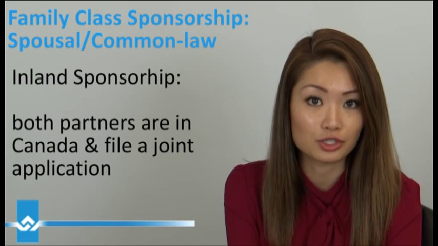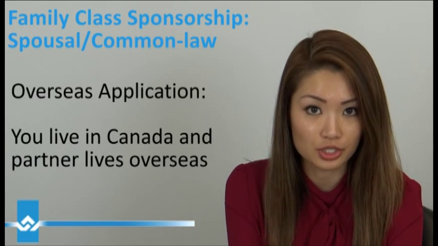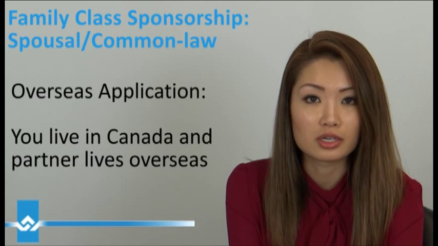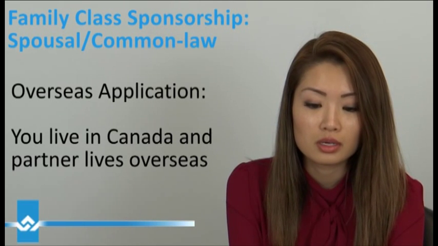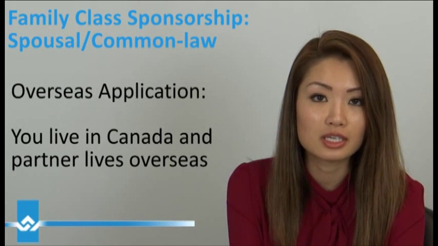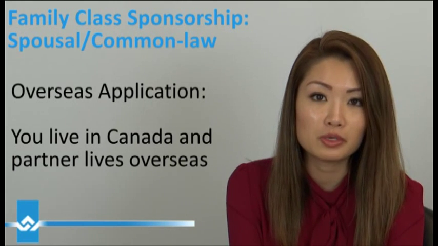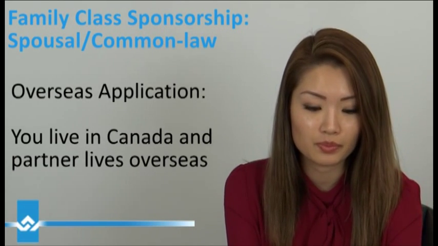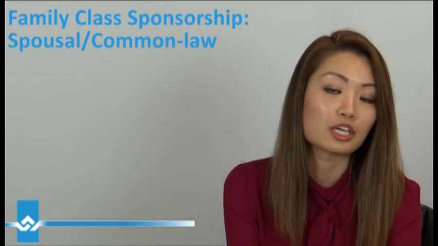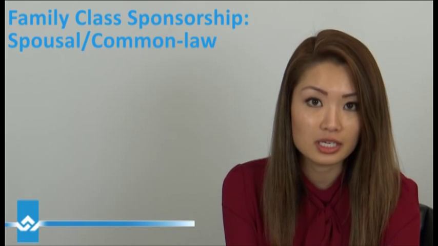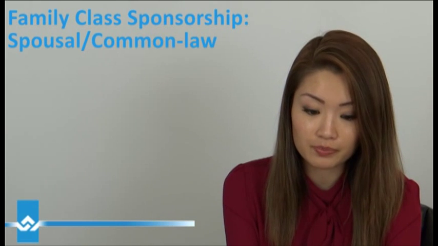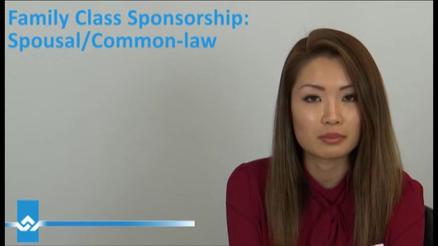The next application that you would want to apply for is an overseas application. This is where you are living in Canada but your partner or common law partner is overseas. These types of applications are processed at the Canadian Visa Office in the country where your spouse or common law partner lives. There are two different stages in the application for sponsorship. The first one is where you are being assessed to make sure that you meet all the requirements to continue for this application. The second is where your spouse or common law partner is assessed as well to see if they meet the criteria.